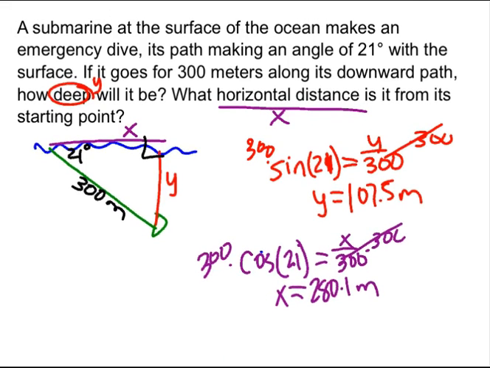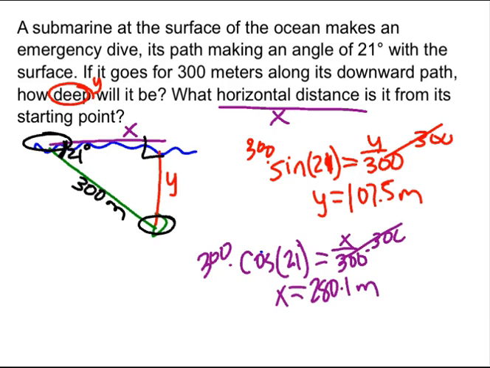So if you have a submarine that was at the surface, your submarine was here, and then it's going to dive down to here. It travels on a path at an angle of 21 degrees with the surface. So the surface, my blue squiggly line, and the green line together make that 21-degree angle. It goes for 300 meters along the downward path. That's the hypotenuse, the 300 meters, the green path that it travels. The question is, how deep will it be?